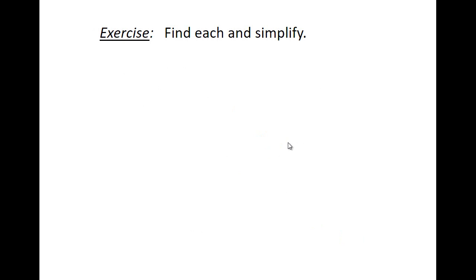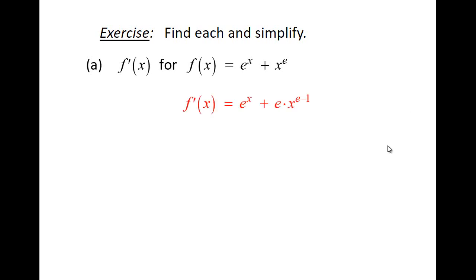Okay, so we want to find a couple of derivatives and simplify. So let's say f of x is e to the x times x to the e. So the derivative of e to the x is e to the x, and here x to the power e. So e is a constant power here. So here we can apply the power rule. So this would be e times x to the e minus 1.